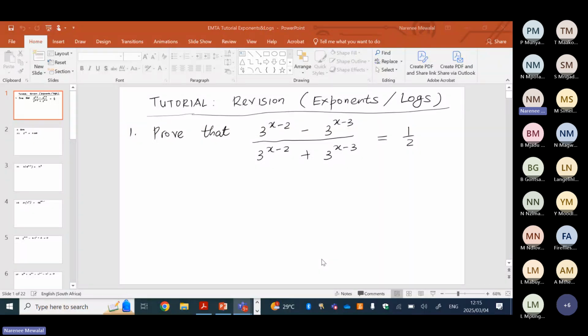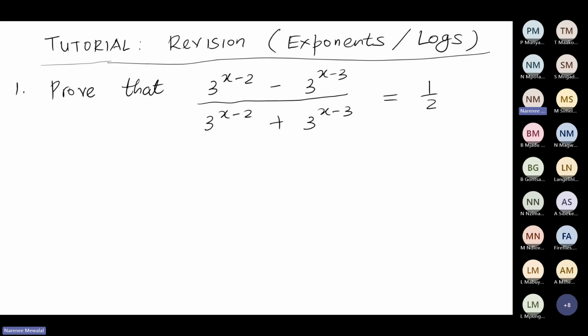All right, so your lecturer has asked me to go over the tutorial, which is your revision exercise on exponents and logarithms. It's quite a big section. There's a lot of work in that revision exercise, and it's not necessarily going to be possible for me to do all of that work for today.